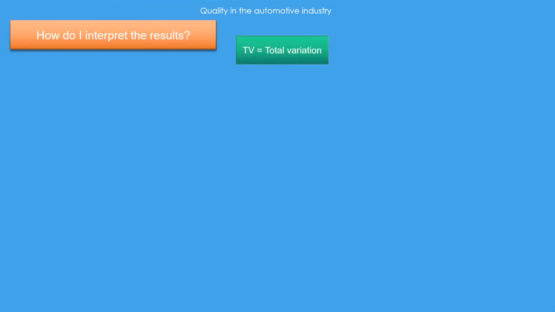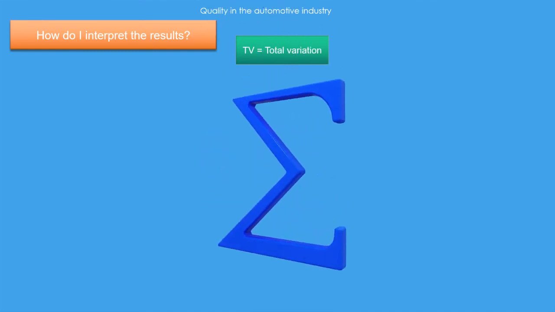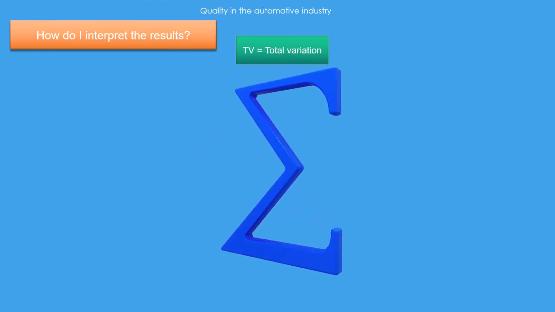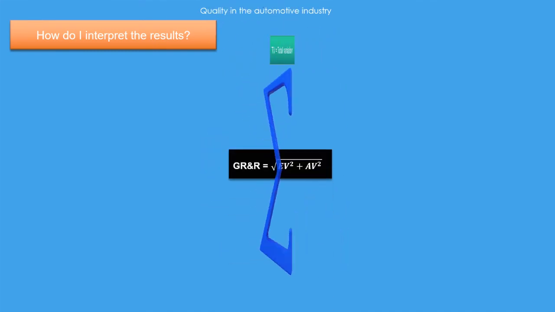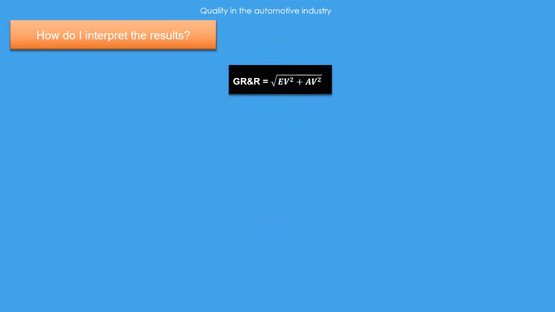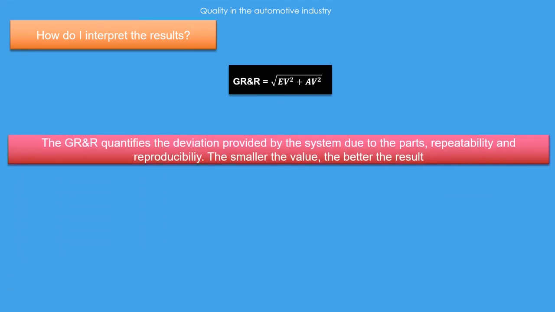TV is the total variation of all elements, parts, AV, EV, and the possible interaction among them. Gr&R is the end result of both components, EV and AV. Since we are testing how similar the results are for every appraiser and for the whole group, the deviations are not good. That means the smaller the value of the Gr&R, the better the result.